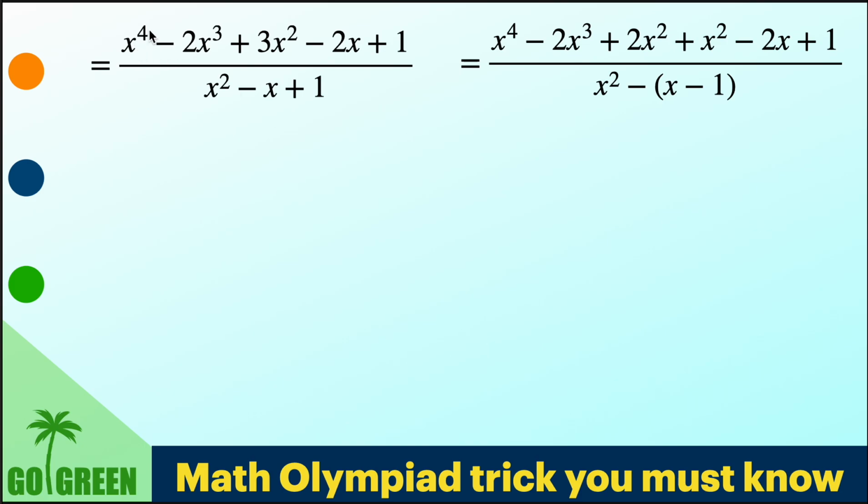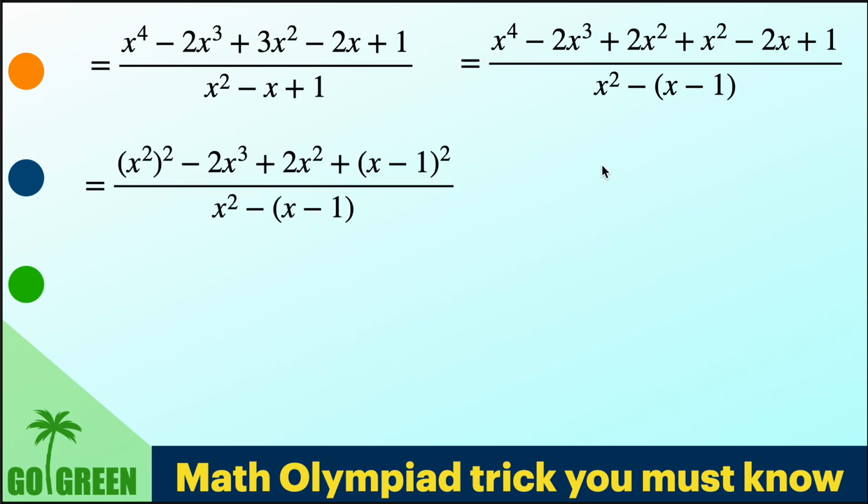Okay, so x to the power 4 stays as it is. Since these coefficients are 2 or 1, we want to break this up into 2 and 1. So 3x squared can be written as 2x squared plus x squared, minus 2x plus 1 as it was, and in the denominator, x square minus x plus 1 can be written as minus of x minus 1. Fine, there is no problem.